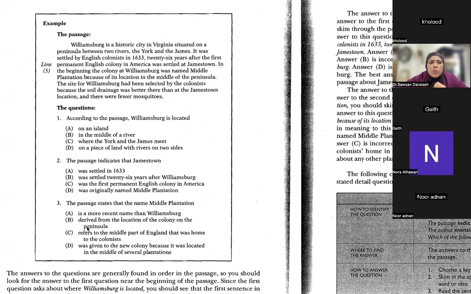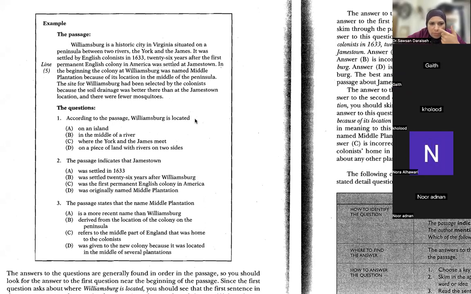It's correct. Do you know why? Let's take a look. It is stated here, the answer. Where is it? Middle Plantation. So in the beginning, the colony at Williamsburg was named Middle Plantation. Why? Because of its location in the middle of the peninsula. So they actually say it. That is in the middle area between these 2 rivers that we mentioned earlier.